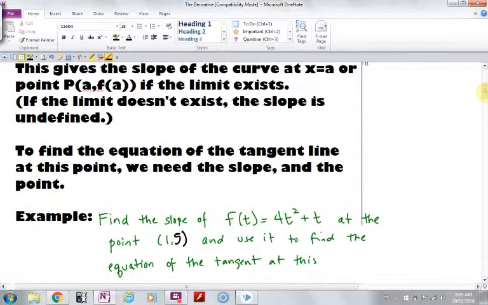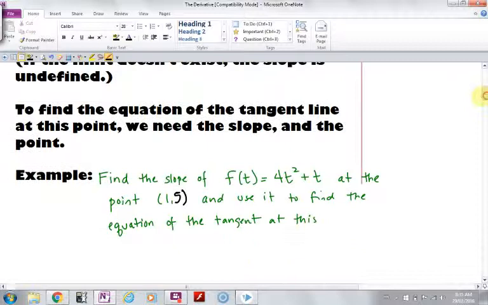So here's an example. Let's say we have a function that's defined by 4t squared plus t. At the point 1, 5, we want to know what is the equation of the tangent at this point. This is similar to the question that you were asked in your assessments for this learning outcome. Only the assessment specifically said, find the slope of the curve at x equals 1, and then write the equation of the tangent line.